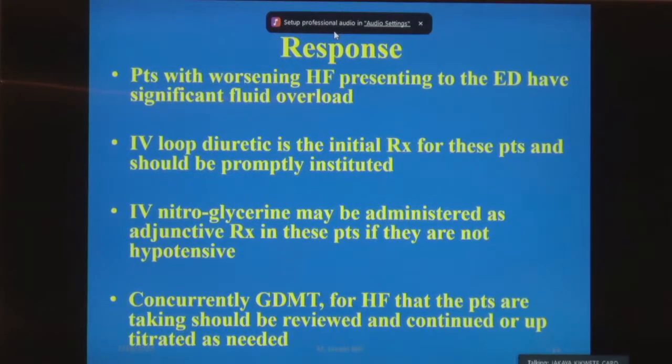So the take-home message from everything I've said: we need our IV lines when our patient presents with worsening condition. But this is not the only thing we're supposed to do. We're supposed to do our physical examination, our labs, electrolytes and everything.